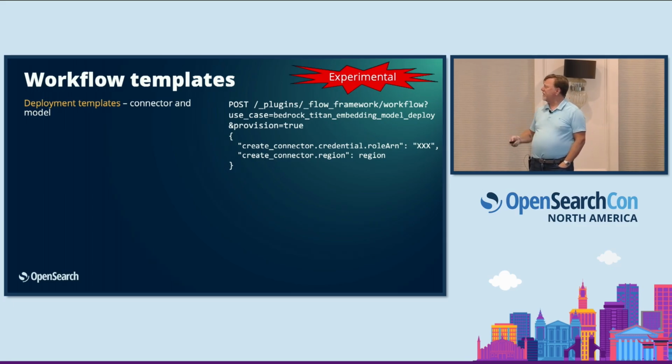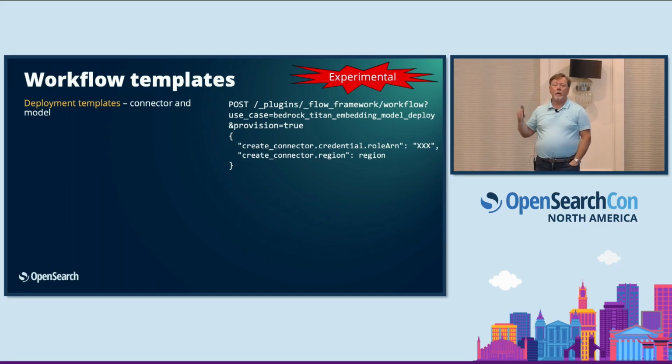This, on the right, is an example of the workflow template invocation. In this case, I'm just doing create connector. I'm giving a role ARN and a region. Because I'm connecting to SageMaker, I need AWS credentials.